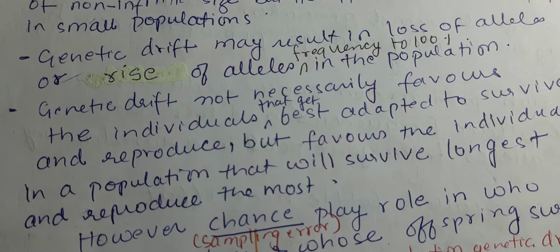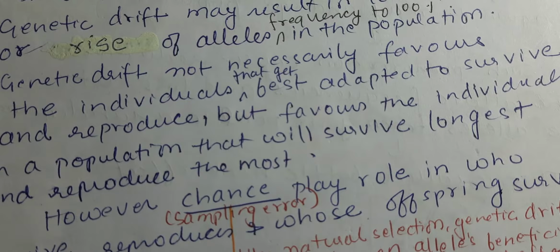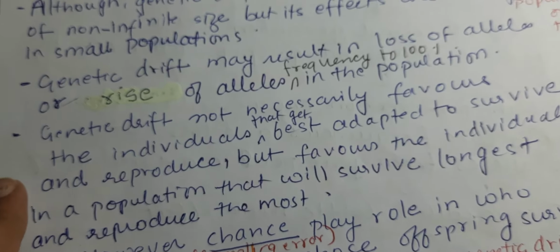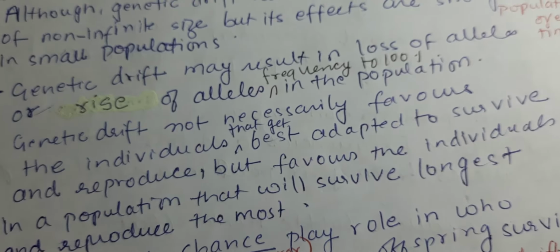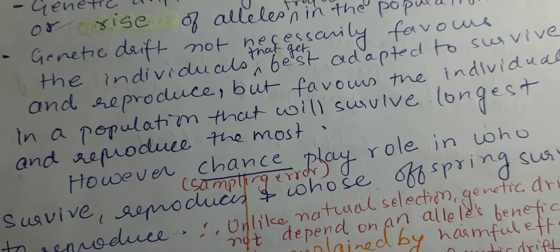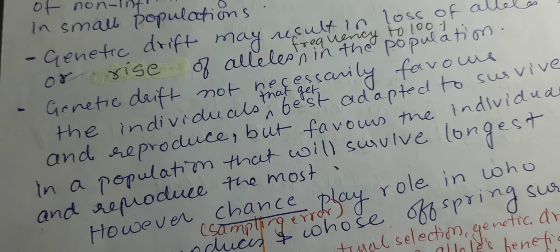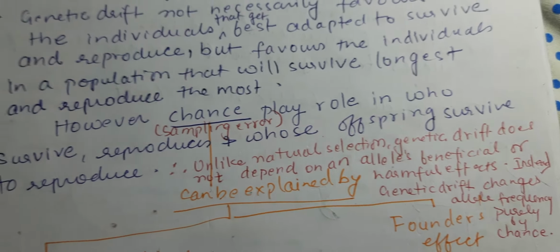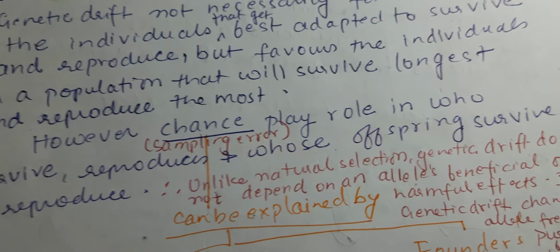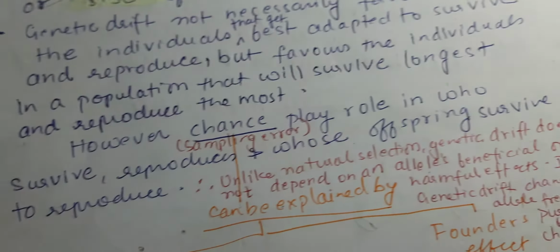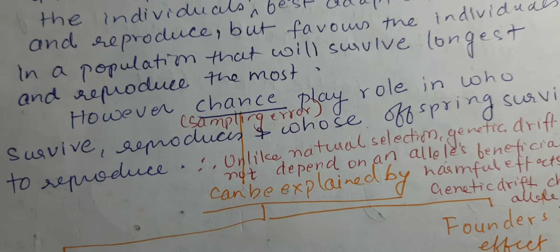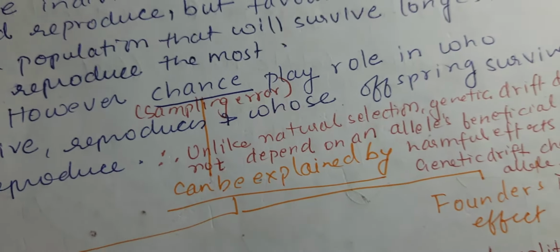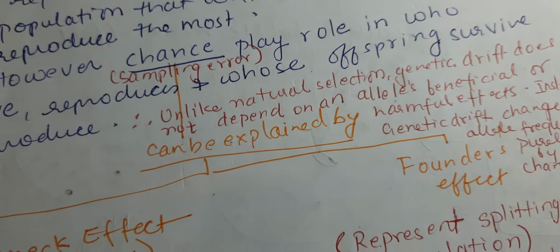Genetic drift does not necessarily favor the individual that is best adapted to survive and reproduce, so this is contradictory to natural selection. But it favors the population that will survive longest and reproduce the most. However, chance plays a role in who survives, reproduces, and whose offspring survive to reproduce. So, what is this chance? Let's understand this. This is called sampling error. Now, first let's complete this.